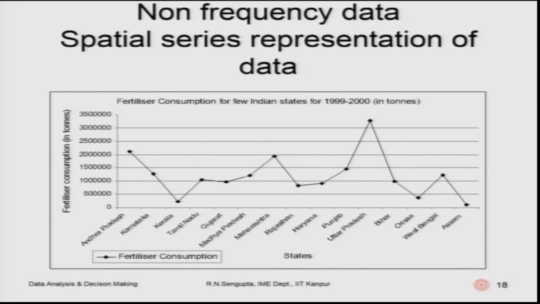So, say for example, this is the non-frequency data for the spatial series representation of the data, where we have the fertilizer consumption for the states starting from Andhra Pradesh, Karnataka, Kerala, Tamil Nadu till Assam for the year 1999 to 2000 in metric tons. Fertilizer consumption is given along the y axis, where the minimum value is 0 and the maximum value is 35 lakhs, and along the x axis you have not the time but each and every individual, which are the states, from Andhra Pradesh till Assam. The variation will give you the actual consumption of that particular product, fertilizer, for all the different states in the year 1999 and 2000.